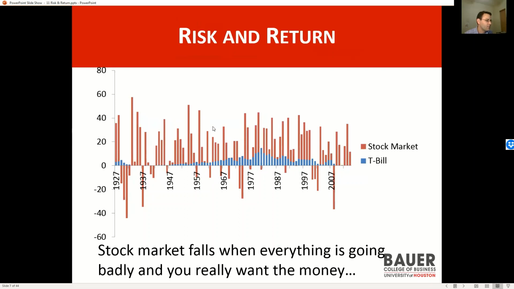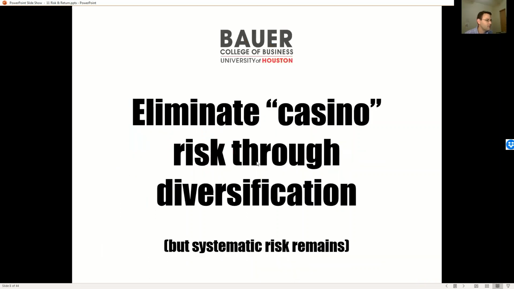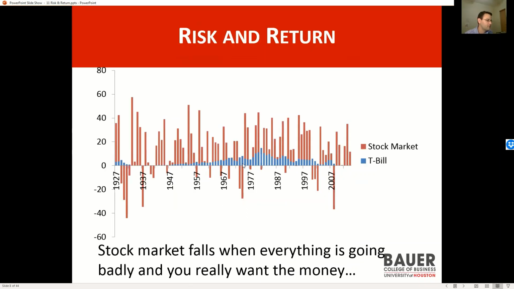And you can see this if you plot returns over time. So in red, we plot the stock market returns for every year. In blue, we plot the returns on the T-bill. We see that the T-bill's pretty constant. Right? When inflation goes up, the T-bill returns also go up. But generally, you're always going to get a positive return on the T-bills, so it's a very safe investment.